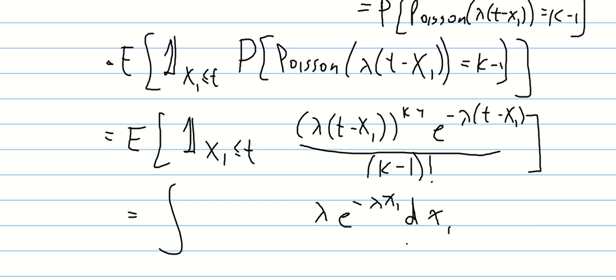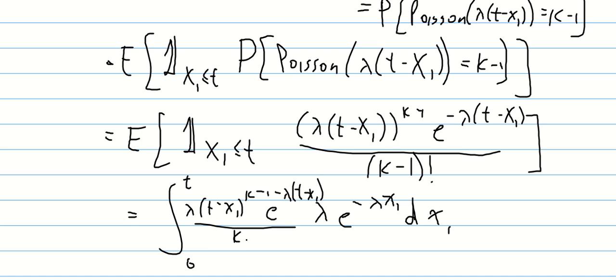We are integrating this function under this distribution. So the indicator can be just turned into the integration limits. And here we have lambda (t minus x1) to the k minus 1, e to the minus lambda (t minus x1), over k minus 1 factorial.